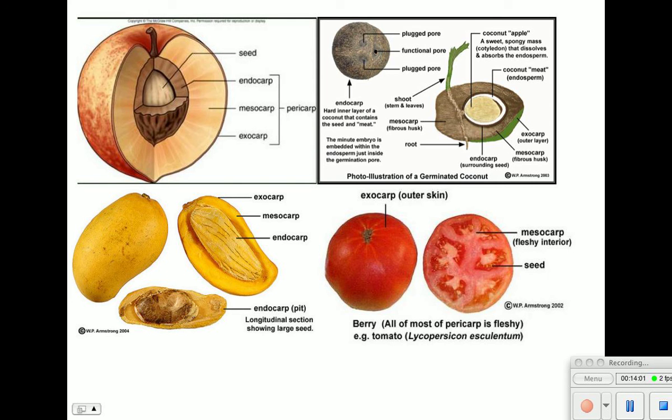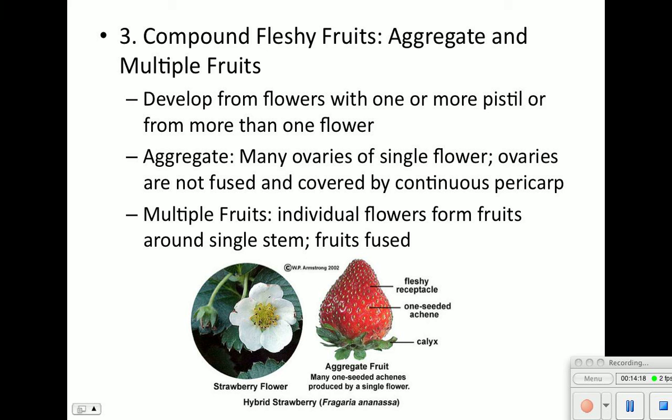Okay, so yes, tomatoes are fruits. They're actually berries because the seeds are in the fleshy part of it. This is a coconut. So a coconut is also a drupe. It's got a pit. There's so many different layers of coconut.